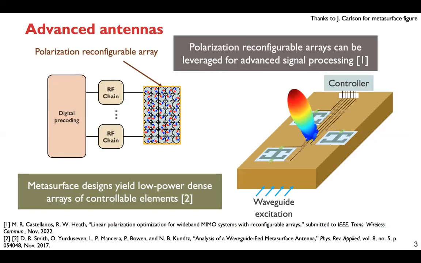For example, if we look at advanced antenna arrays in the context of wireless, modern antennas can actually be reconfigured to dynamically adapt to the propagation environment. For example, we could have a polarization reconfigurable array, as shown here on the left, where each of the antenna elements could adaptively change its polarization to better combat channel depolarization.